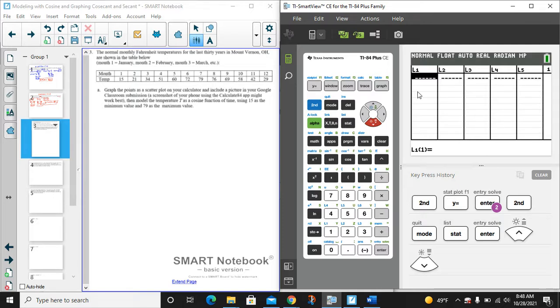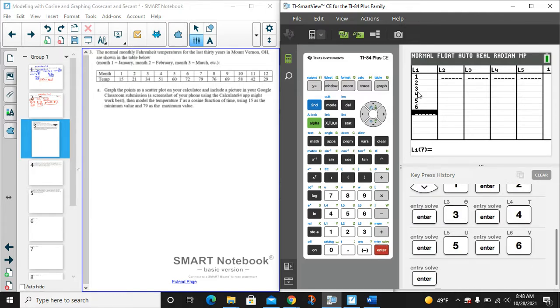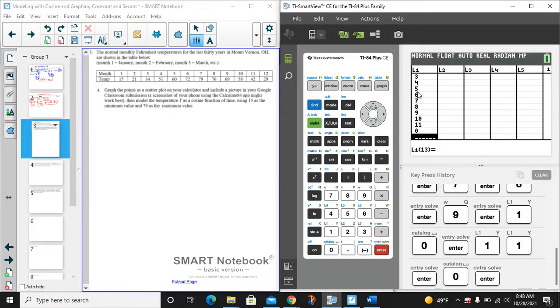So we have 1, 2, 3, 4, 5, 6, 7, 8, 9, 10, 11. And this might seem a little strange to you, but instead of calling December 12, I'm actually going to call it 0. When you think about trig stuff, the unit circle primarily, we always start at 0. When we start with degrees, we start at 0 degrees and we go all the way around. We say we go around to 360, but when we get to 360, we don't really call it 360. We call it 0 again.